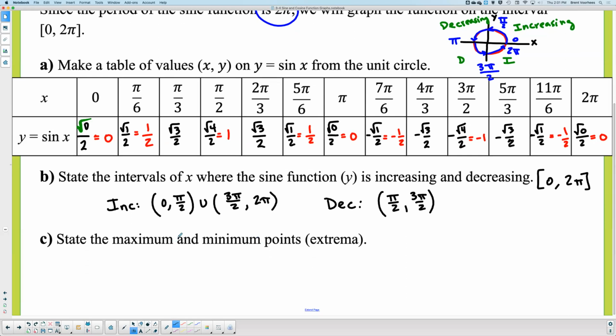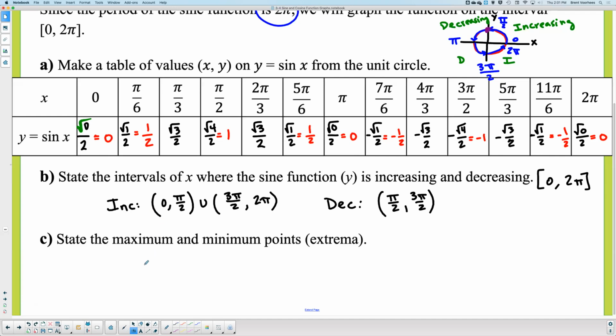State the maximum. Okay, so sine is what letter again? Y. On the unit circle, where do I have a maximum Y? This is the y-axis. Where do I have the maximum Y? On the right, the left, the top, or the bottom? The top, which is what value?